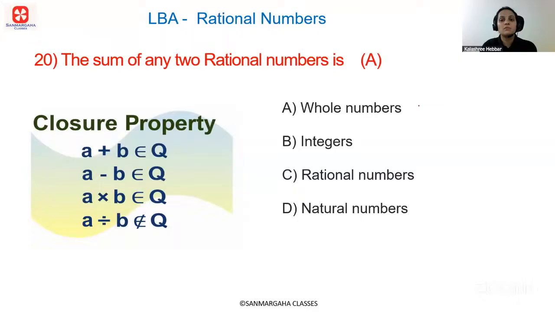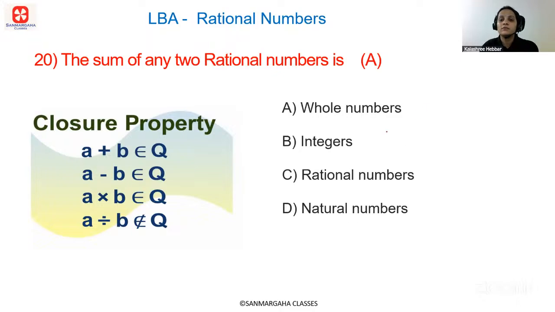LBA Rational Numbers question number 20. The sum of any two rational numbers is: A. Whole numbers, B. Integers, C. Rational numbers, D. Natural numbers. Okay, so the sum of any two rational numbers.